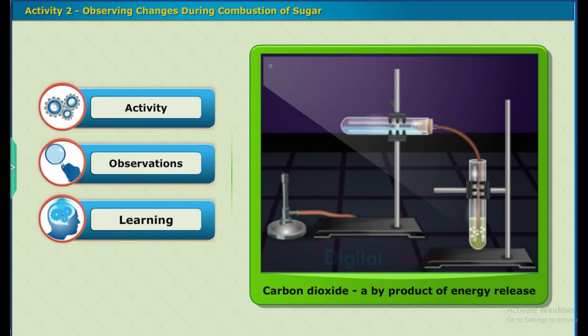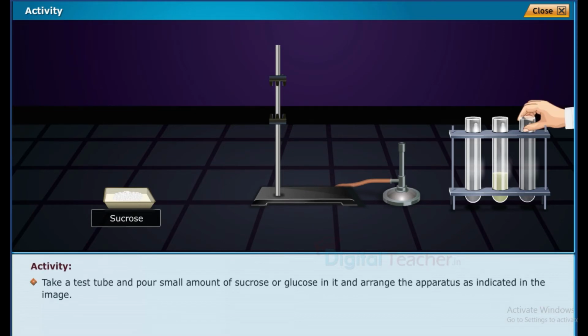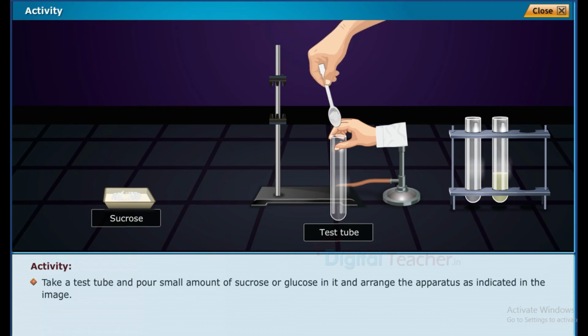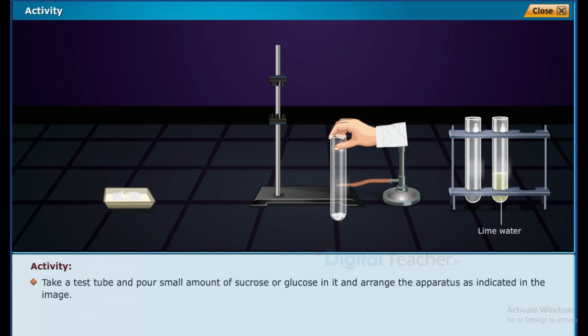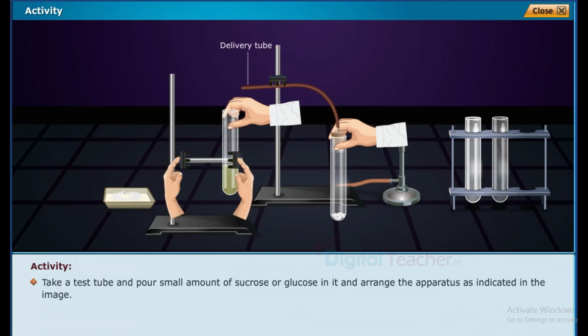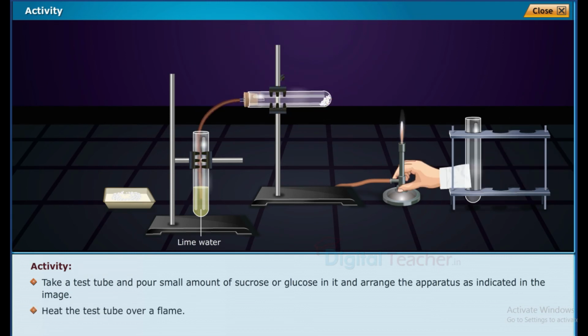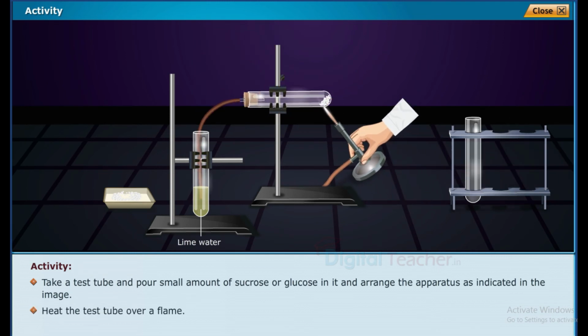Now, let us perform an activity to observe the changes during combustion of sugar. Take a test tube and pour a small amount of sucrose or glucose in it and arrange the apparatus as indicated in the image. Heat the test tube over a flame. Observe the changes.